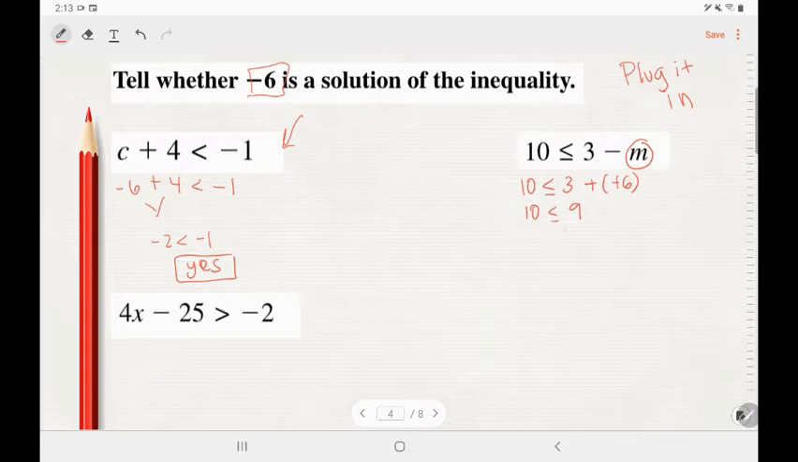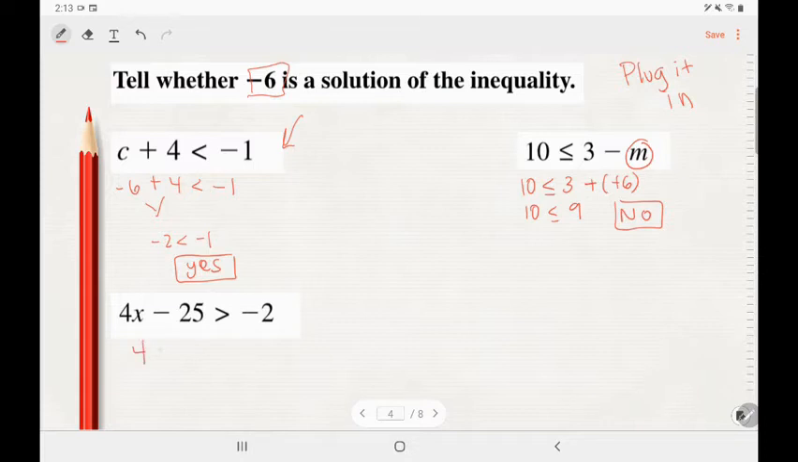Wait, is 10 less than 9? No, it's not. Is 10 equal to 9? No, it's not. And because neither of those things are true, the answer is no, this is not a solution. Let's answer this last one.